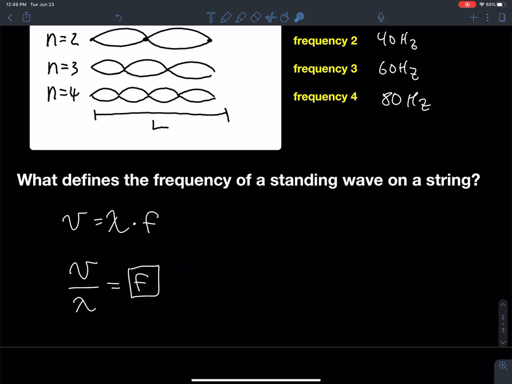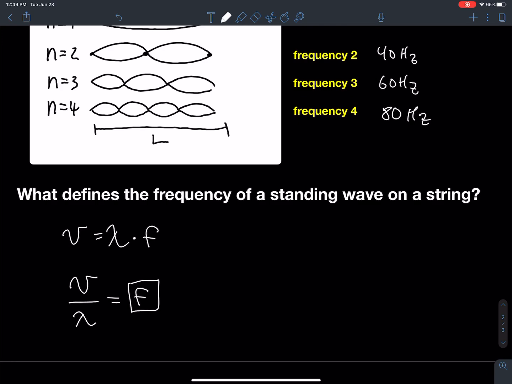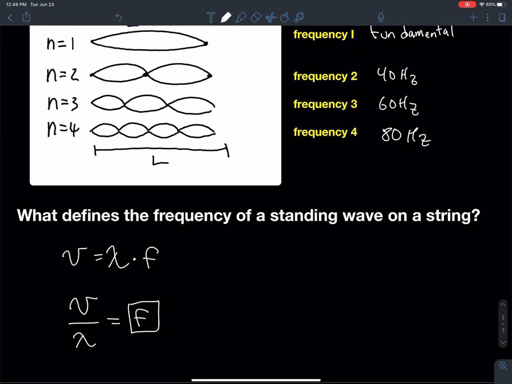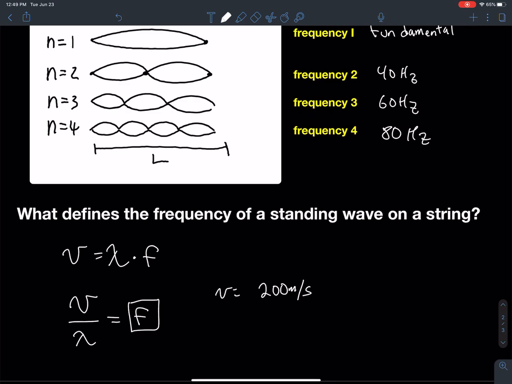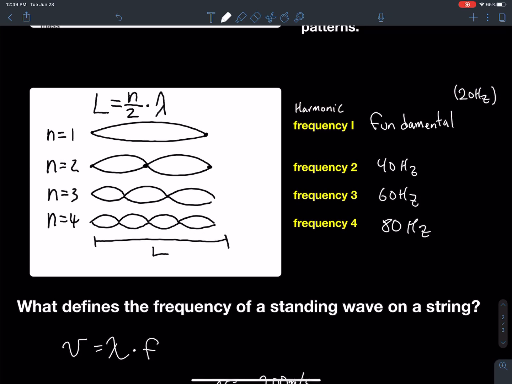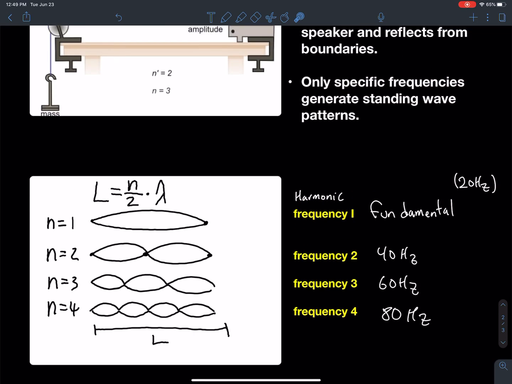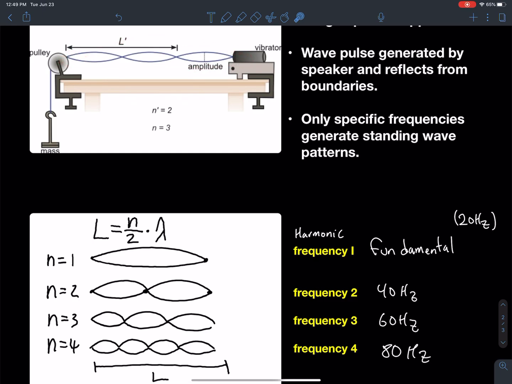Now let's just imagine that the speed of that wave traveling down that rope is something like 200 meters per second. That's equal to the speed. All right, now what is the wavelength? Well, the wavelength relates to the length of the rope that I set in my experiment.